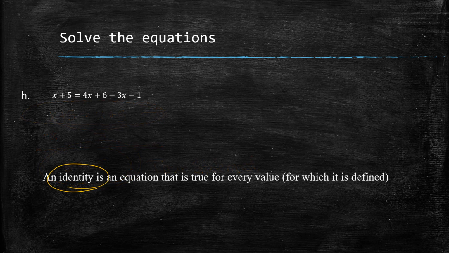That means this is an identity. It's an equation that is always true. So since it is always true, our answer is all real numbers. You can write that out in words. The symbol for all real numbers is a capital R, but with 2 vertical lines instead of 1. So either one of those is fine.